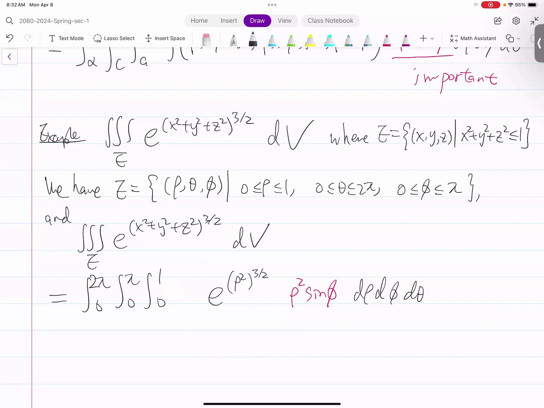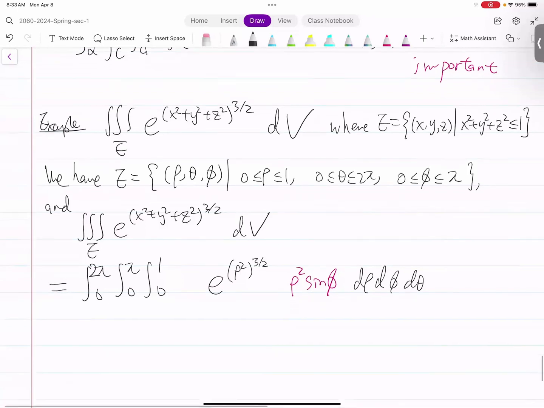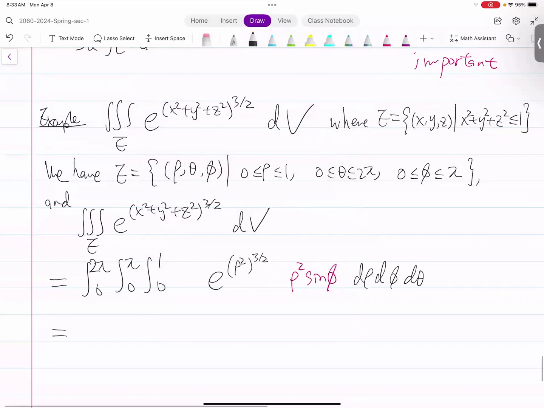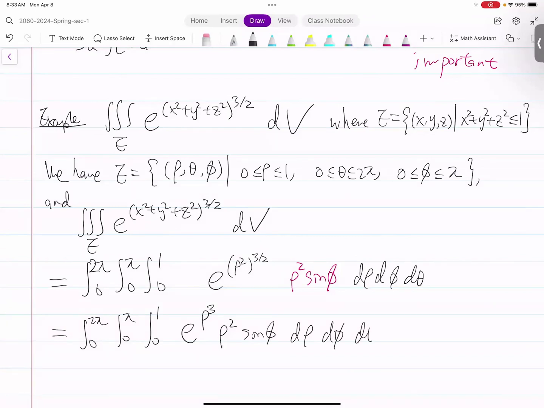And then for the angle phi, it's just a definite integral. For theta, it's integrating a constant 1, right? So we write it. From 0 to 2 pi, from 0 to pi, from 0 to 1. Just like I mentioned, the exponent now becomes rho squared raised to 3/2. So that's exactly, you multiply the exponents together, so this is rho cubed. And then rho squared sine phi, d rho, d phi, d theta.